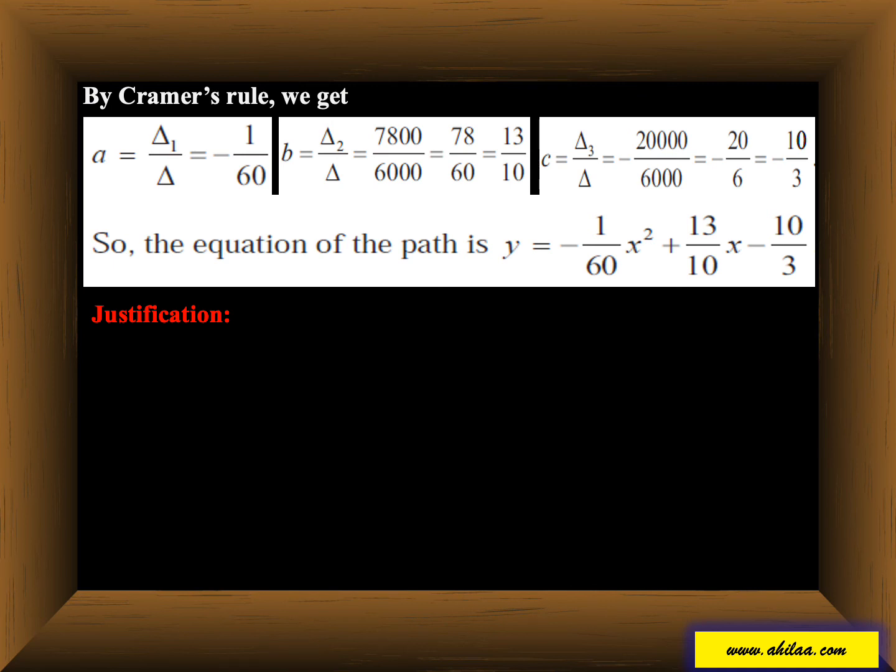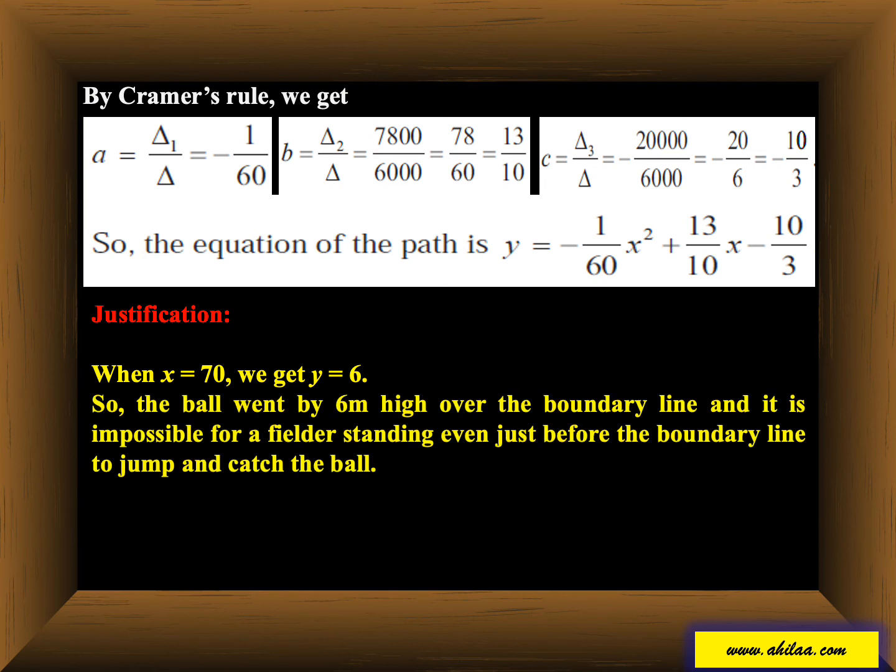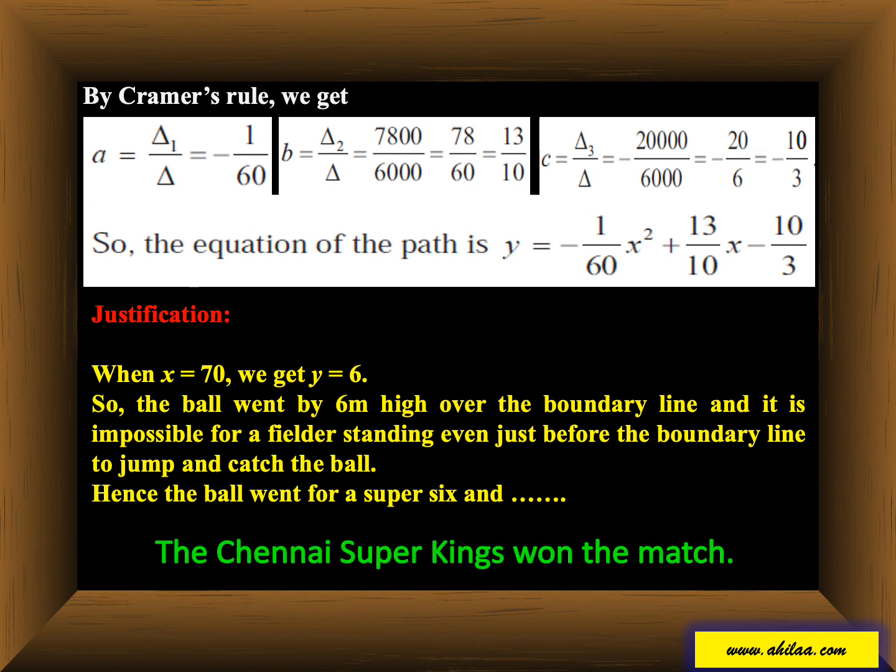So, justification. When x equal to 70 in this equation, we get y equal to 6. So the ball went 6 meters high over the boundary line, and it is impossible for a fielder standing even just before the boundary line to jump and catch the ball. Hence, the ball went for a Super 6 and the Chennai Super Kings won the match.